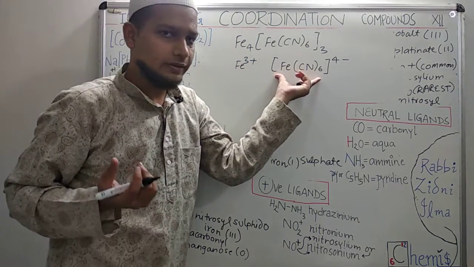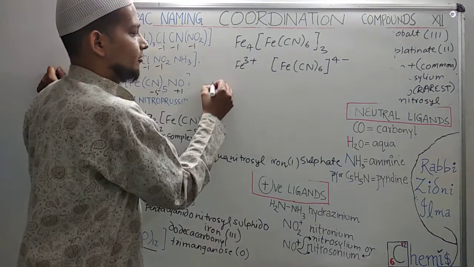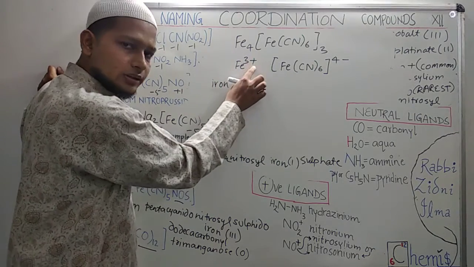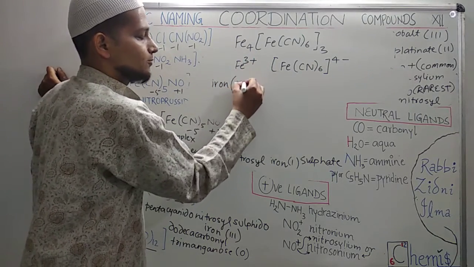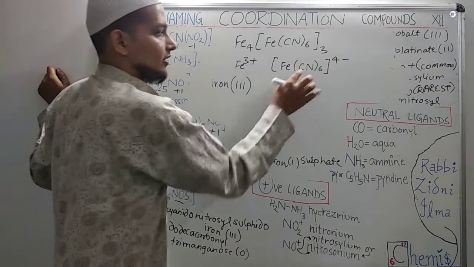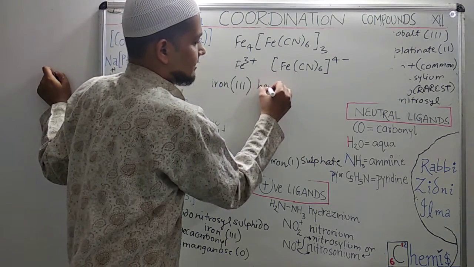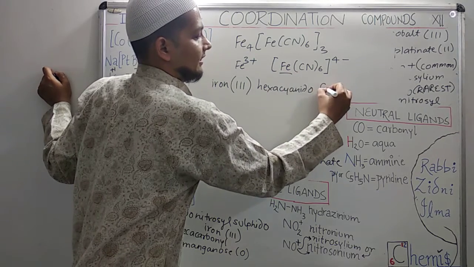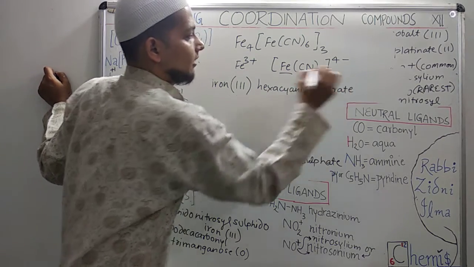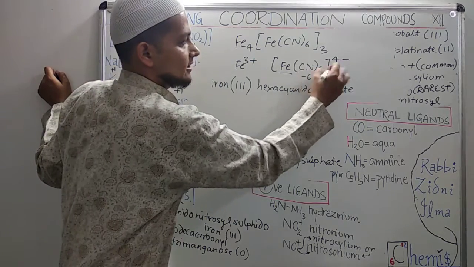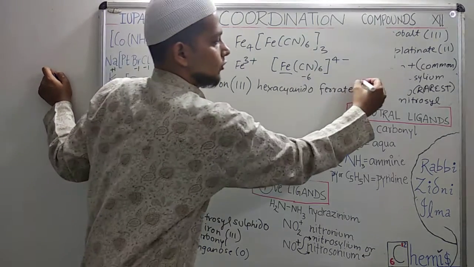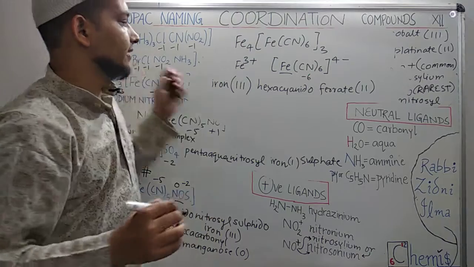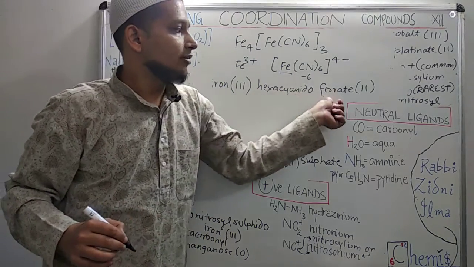So Fe3+, that will be iron, and it has 3 oxidation state. We will write this down specifically, 3. For this we have hexacyanido. This iron will be ferrate, and the oxidation state will be -6 and -4, that will equal to 2. So the answer is iron(III) hexacyanidoferrate(II).